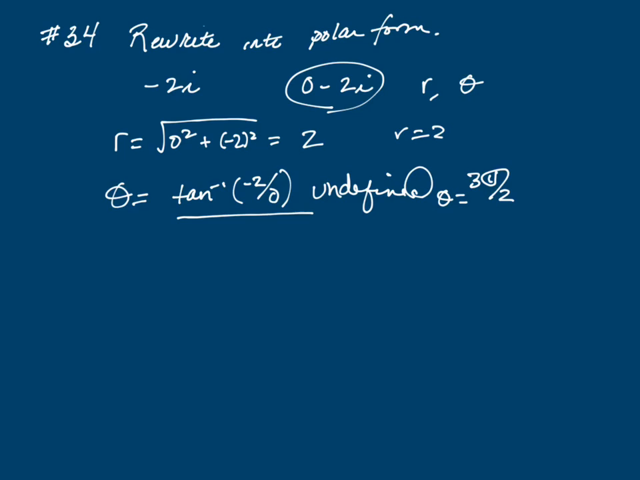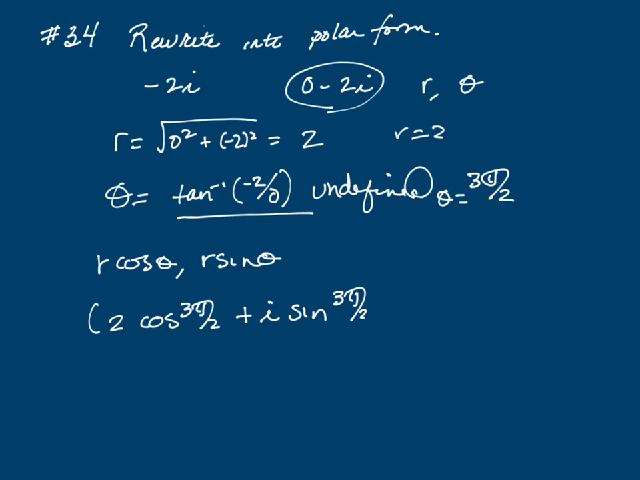So then if we want to put it in coordinate form, it's r cosine theta, r sine theta. So that would be 2 cosine 3 pi over 2, don't forget the i, plus i sine of 3 pi over 2. Sorry, that 2 is supposed to be on the outside, or you would just do 2 of them. So there we go. That is in polar form.